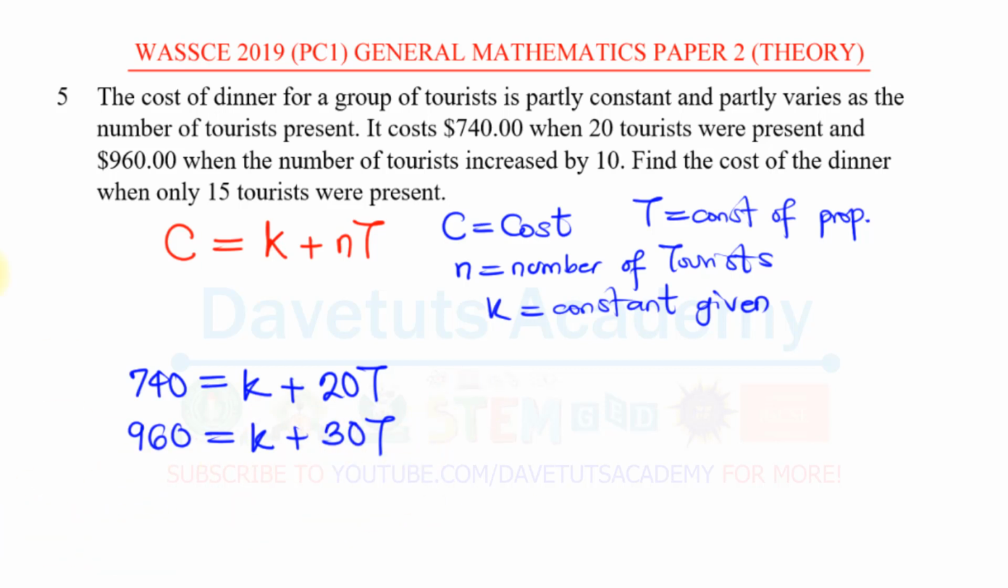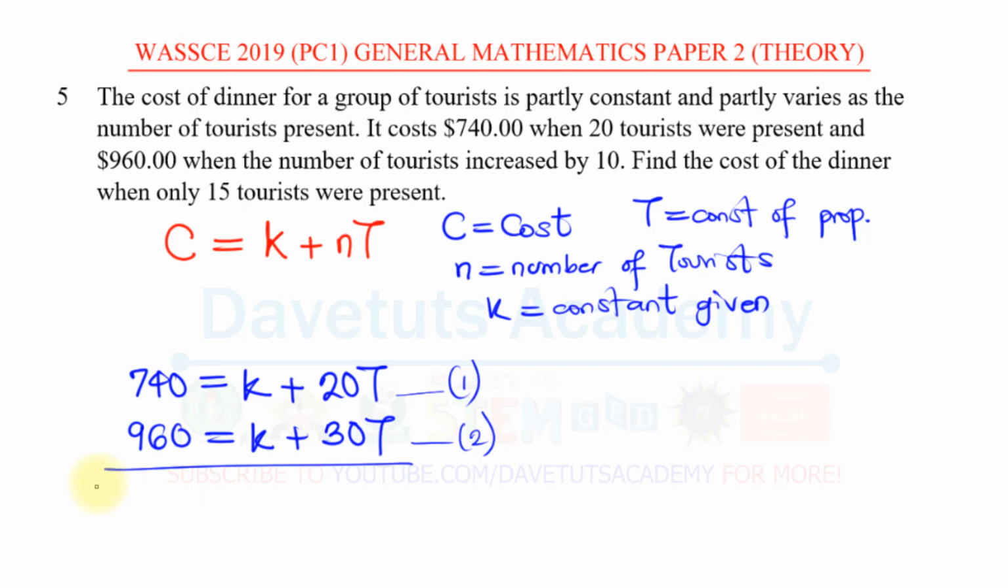So having these two equations, I can call this equation 1 and this equation 2. We want to solve this question, so let me subtract. Subtracting will help, because K can be knocked out so that I can get the value of T effectively. So 740 minus 960, that will be minus 0, 14 minus 6.